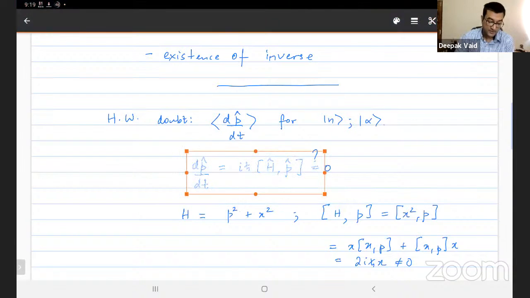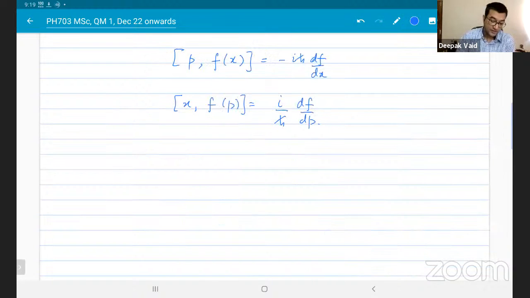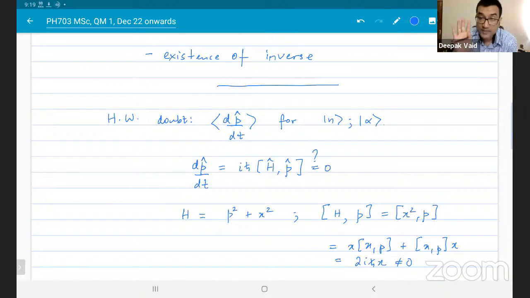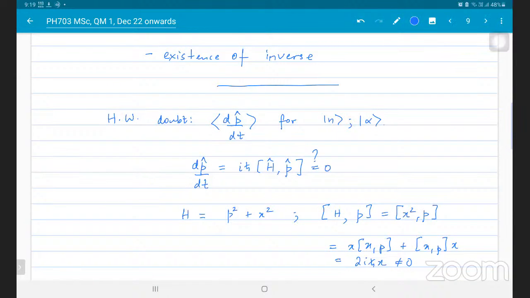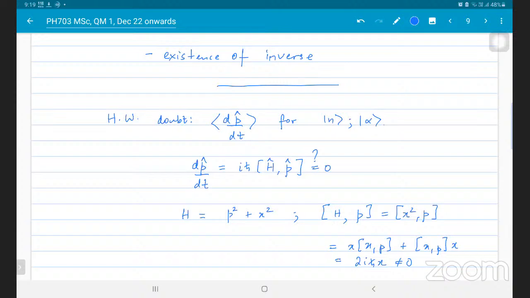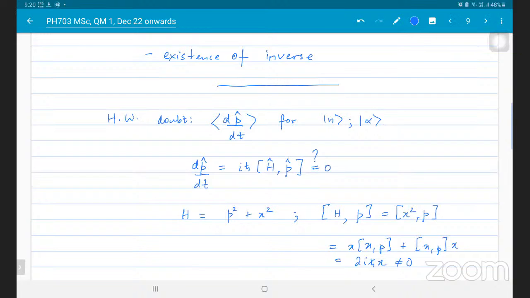Okay, this is given by this expression. This expression is not 0. Take the commutator of H and p. The Hamiltonian has a p square term and an x square term. The p square term goes, and what we are left with is only the x square term. And the x square term is actually the potential term, right? That's the potential.